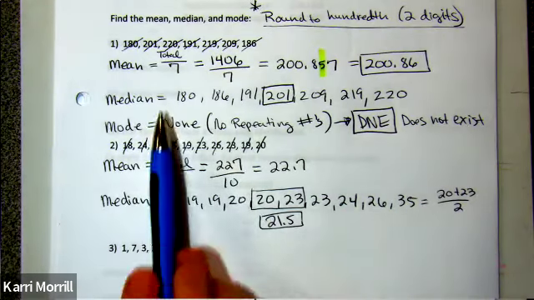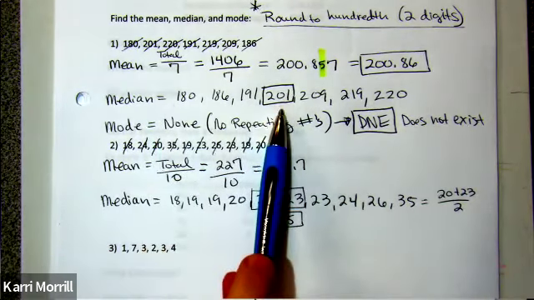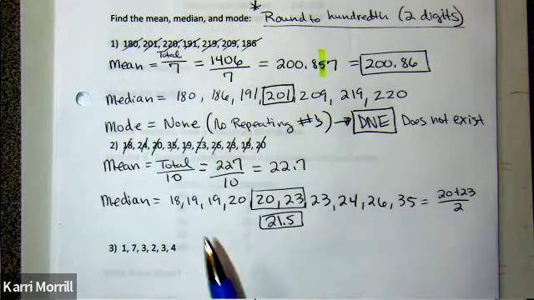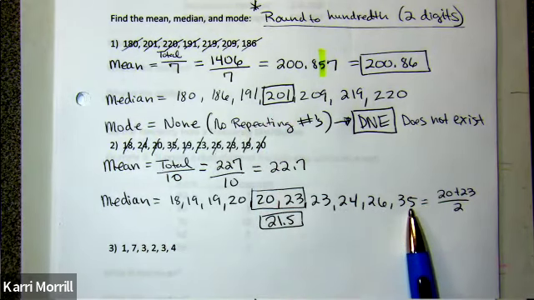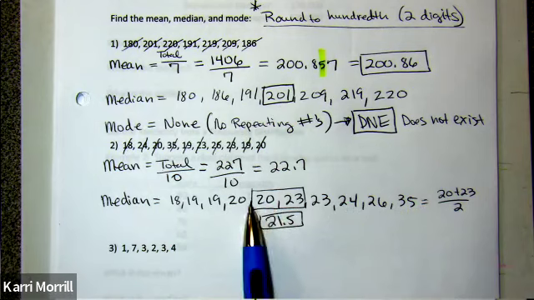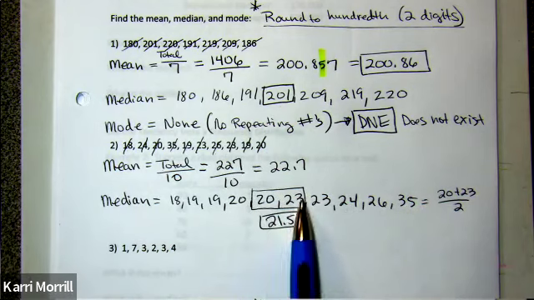So if it's an odd amount of numbers, you get the actual number that's right in the middle. But if it's an even amount of digits, so 10 is an even amount of numbers, right? Then that means you're going to take the 2 middle numbers that are side by side and find their average.